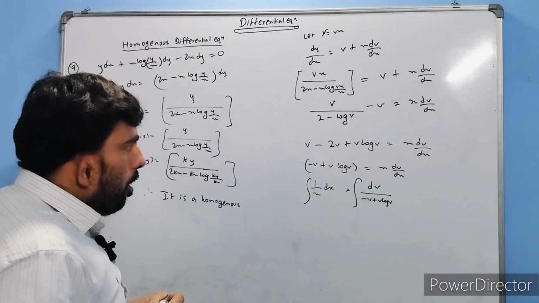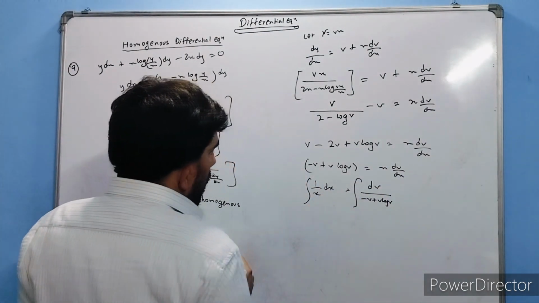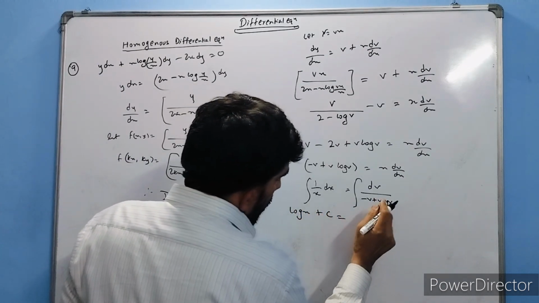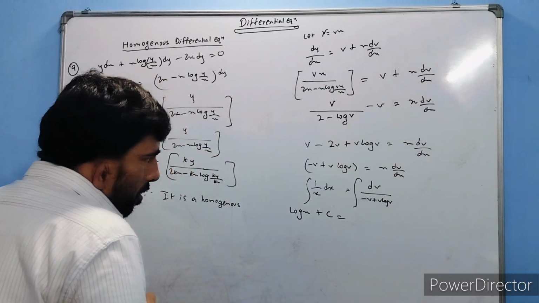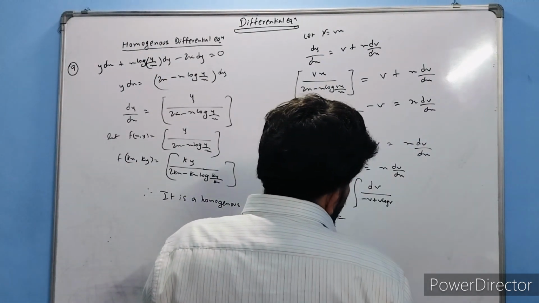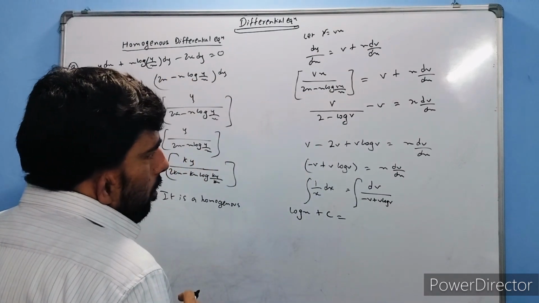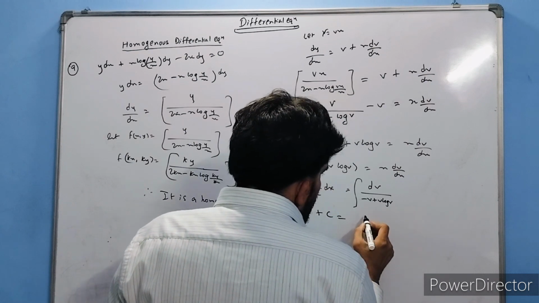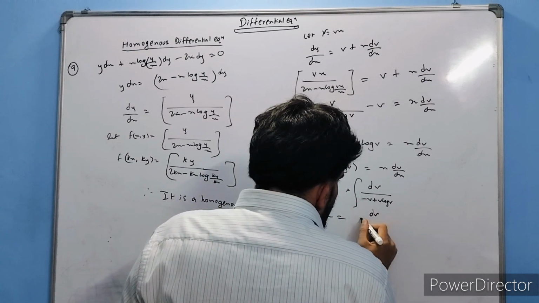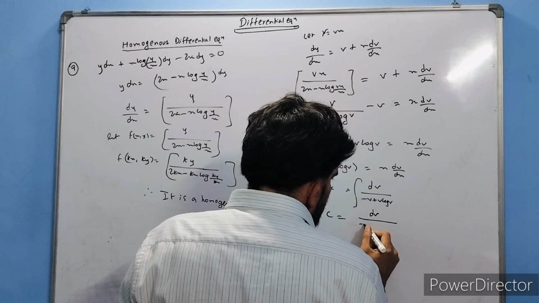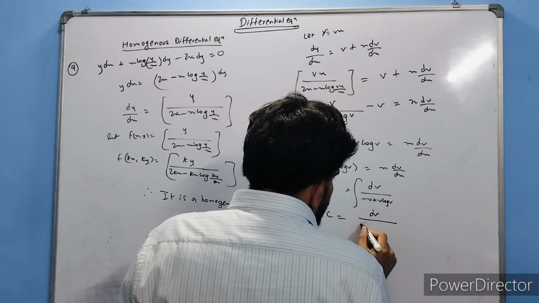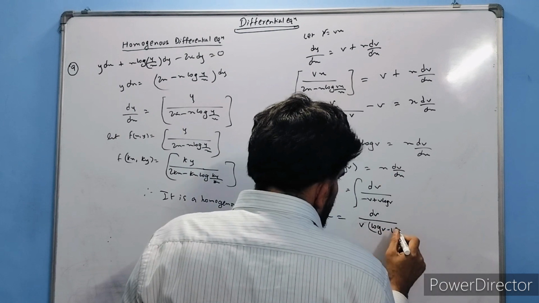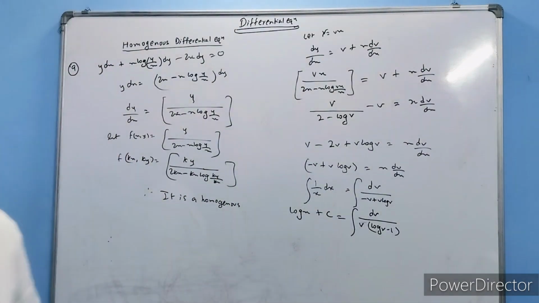Now let us see how we'll be able to integrate, where we have log x + c is equal to this. If I take log v as u or something, we can't take it like this; we have to take something common. So we are taking v as common, so we have v(log v - 1). Likewise you can do it.